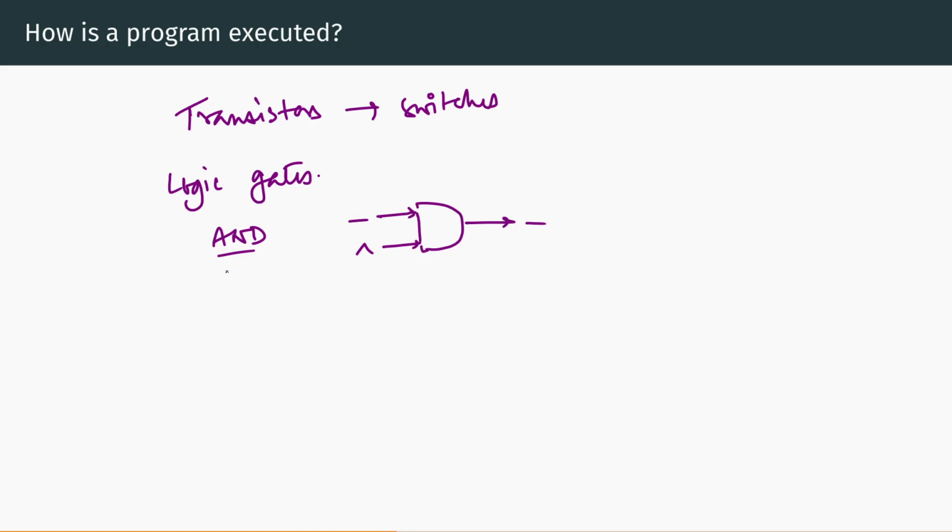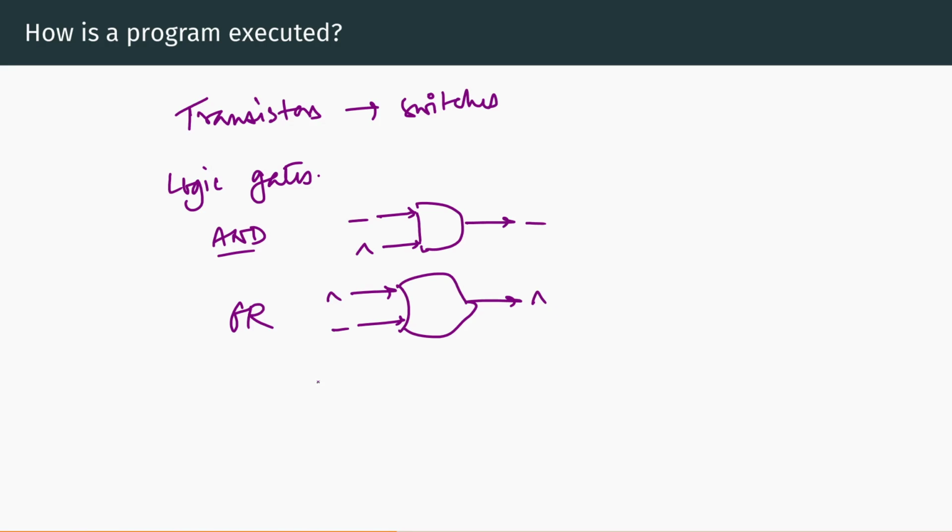Similarly, you have the OR gate, in which again you have two inputs, and it's denoted by this symbol right here. This produces a high voltage if either one of these is high.